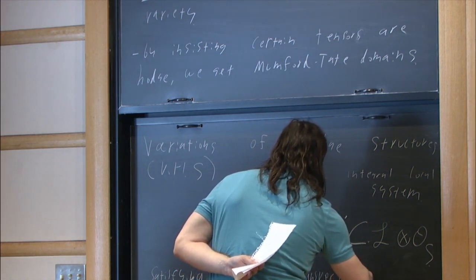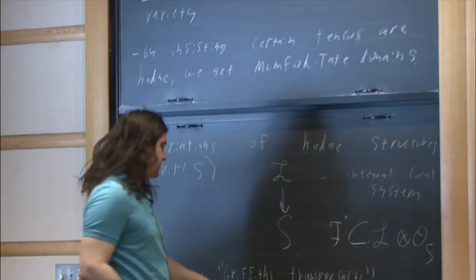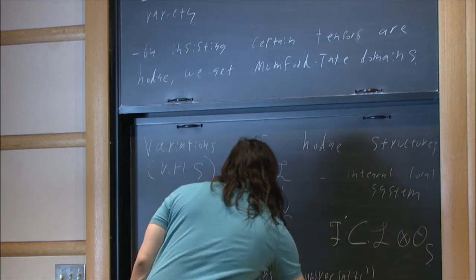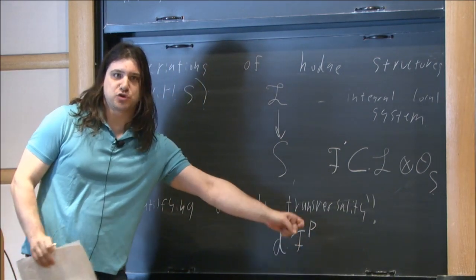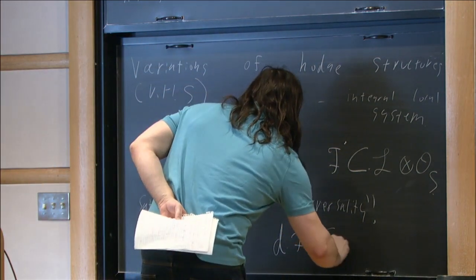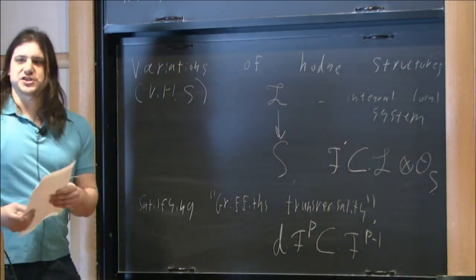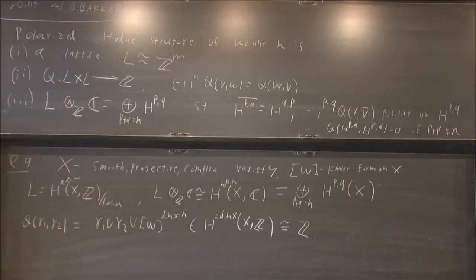And what that says is, in other words, if I differentiate how the pth piece moves in any direction, this has to lie inside the previous piece of the filtration, at p minus 1. So you can prove that this actually is satisfied inside smooth projective families.